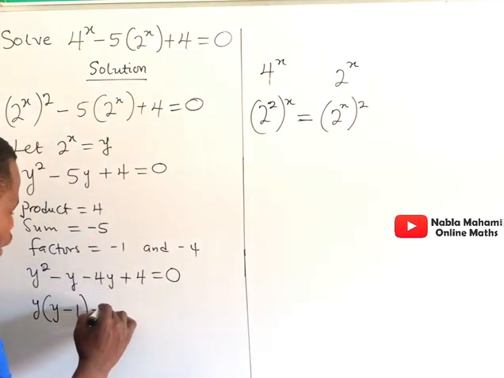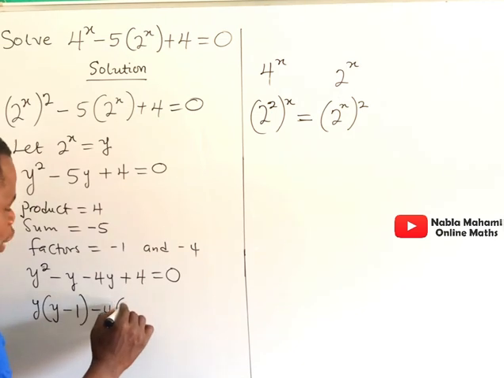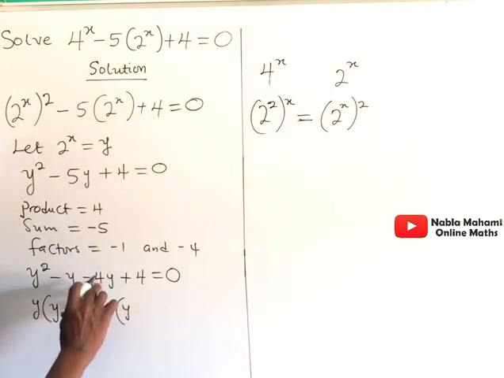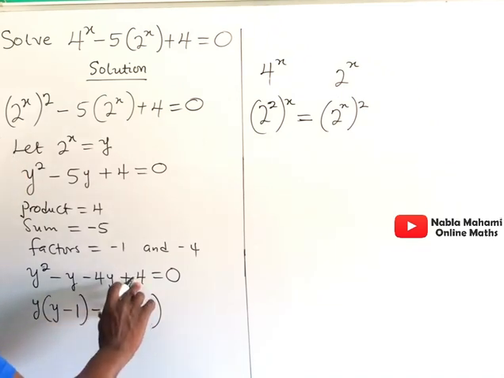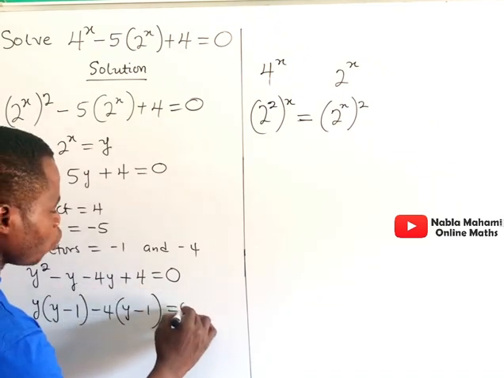Then here, I'll take minus 4 outside and write y. You know, minus 4 times y is minus 4y. And here will be minus 1. Minus 4 times minus 1 is plus 4, or positive 4. And this is equal to 0.